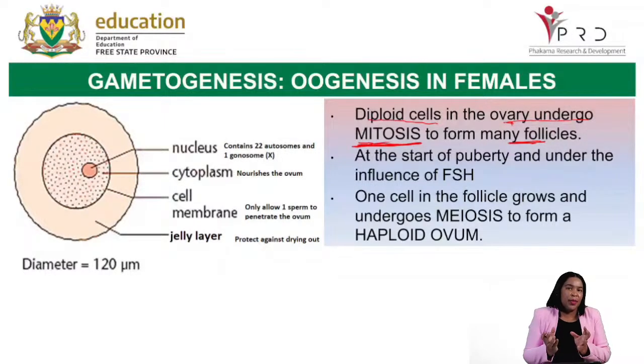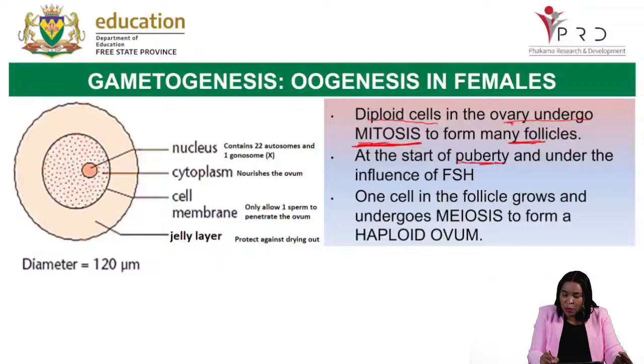So in the ovary, there are cells there, and those cells are diploid because they are full cells. They are going to undergo mitosis so that they produce what? Many follicles. Then what's going to happen with those follicles? At the start of puberty, remember, all those hormones need to now come and activate the process.